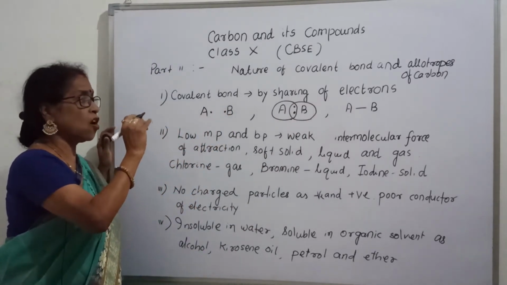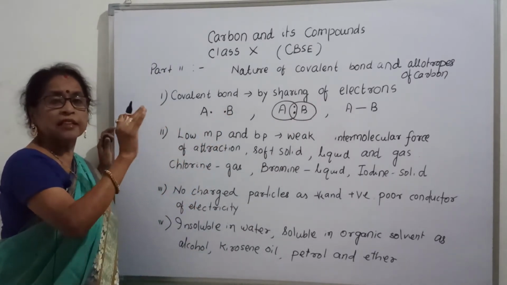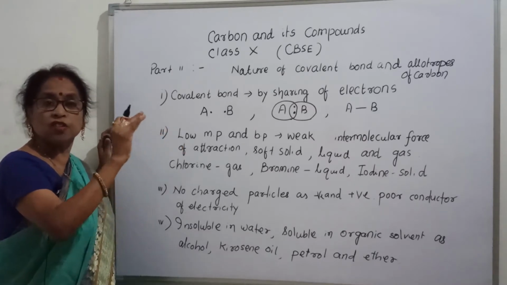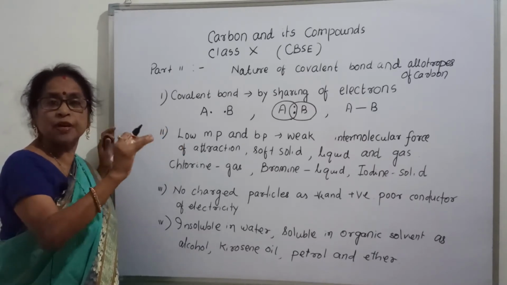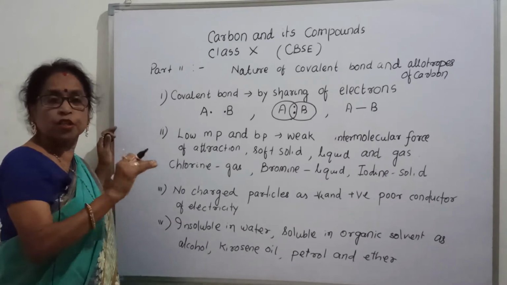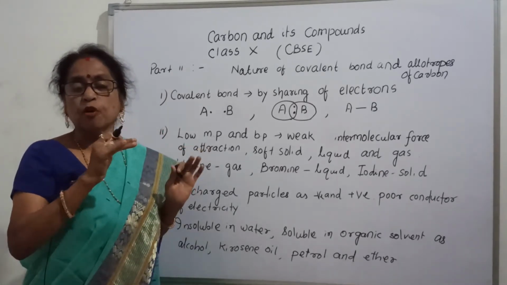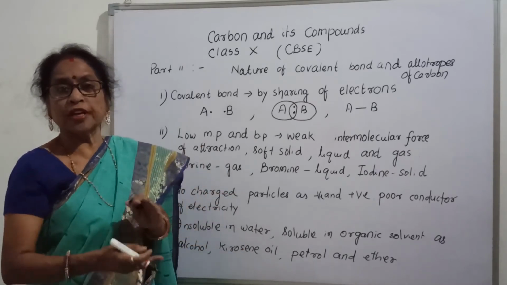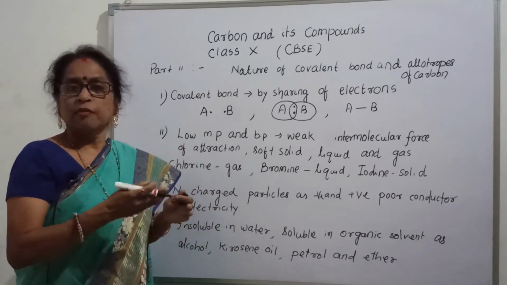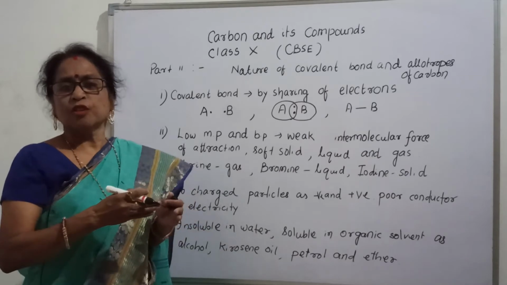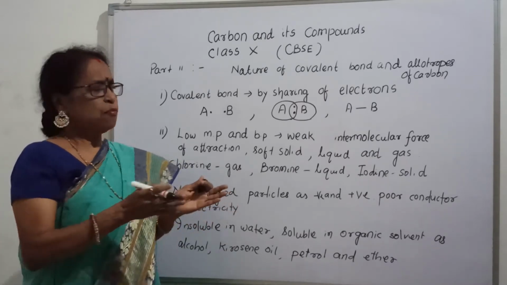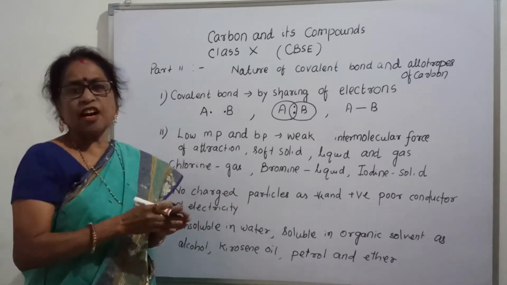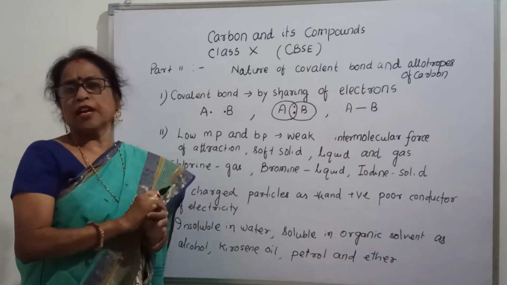Already I have explained this electron arrangement, which is called the electron dot structure. I have already explained different electron dot structures in different types of covalent molecules, such as hydrochloric acid, hydrogen, chlorine, ammonia, water, methane, ethane, ethyne, ethene. So many molecules are there where, by sharing of electrons, only covalent bonds are there.